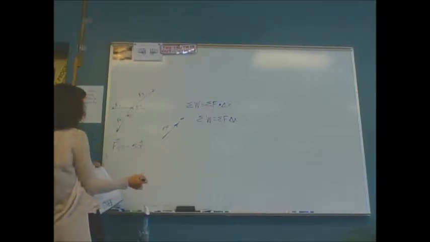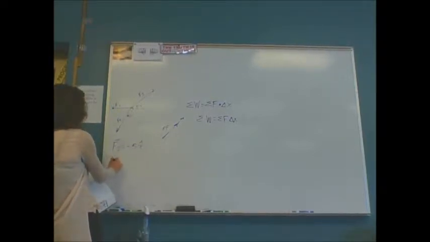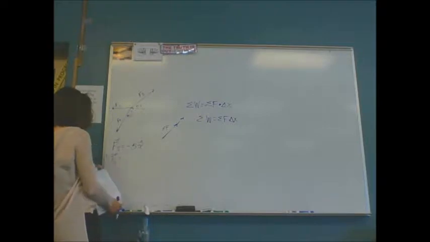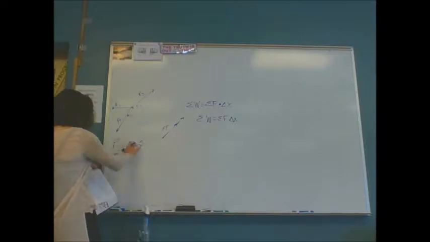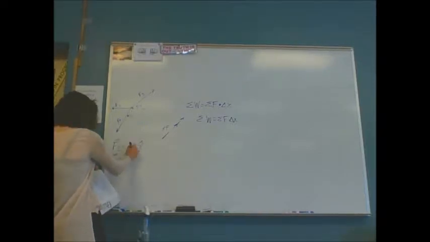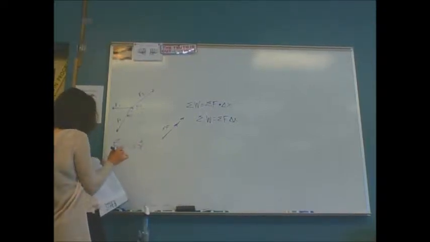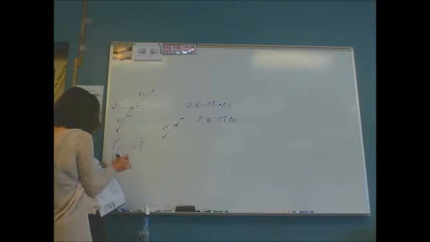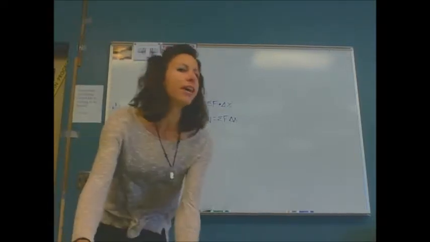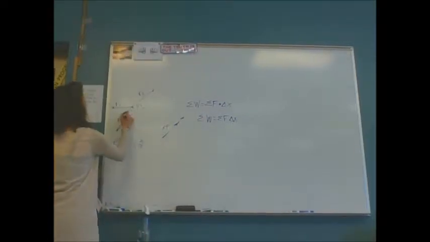Then f2. f3 is 9 newtons, and theta 2, whoops, I'm looking at the wrong thing. Sorry. This is 3 here. And then f2 is, nope, sorry. Is that right? Yeah, okay. And then f2 is 4 newtons, and theta 2 is 50 degrees.